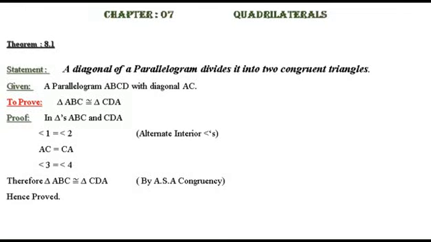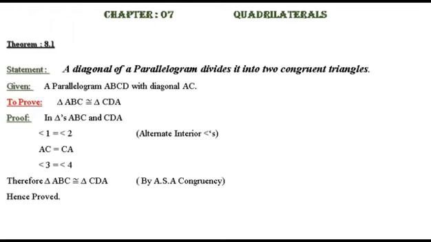Hello students, in our previous lecture we learned about some of the properties of quadrilaterals and different types of quadrilaterals. Today we are going to simplify theorem 8.1, which states a diagonal of a parallelogram divides it into two congruent triangles. That means you have been given a parallelogram and one of its diagonals is joined, which divides it into two triangles, and then you have to prove that those two triangles are congruent to each other.